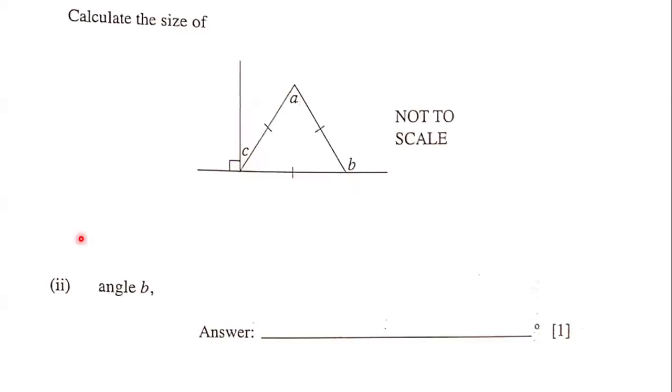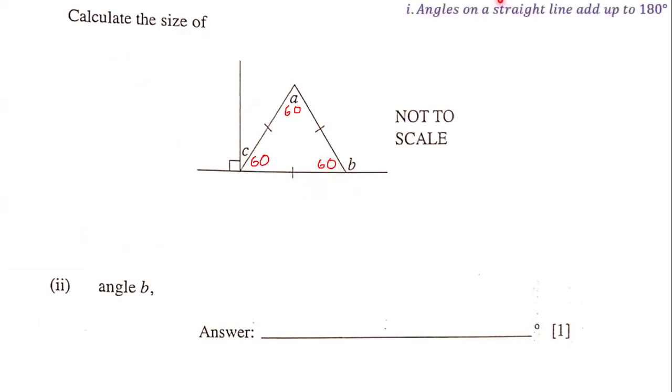Let's move on to the next question. It says, calculate the size of angle B. Note from the previous question, we know that angle A is 60 degrees. We also know that every other angle in this triangle is 60 degrees. Now, our objective is to determine the size of angle B. If we look carefully, angle B is on the side of this angle that measures 60 degrees.